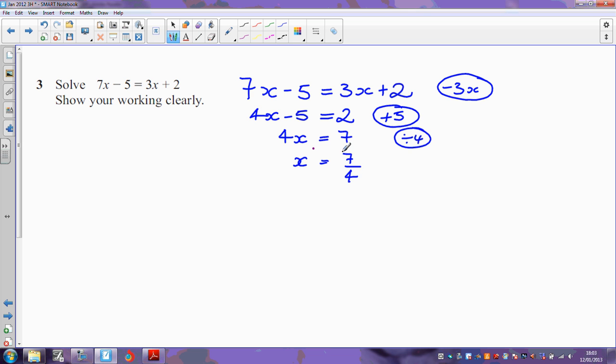And I can either write it as a fraction as 7 over 4, which I'm going to change to 1 3/4, or I could use my calculator, or change this directly. 7 divided by 4, even if I do that on the calculator, I'm going to get 1.75, which is the same as 1 3/4. Either of those answers will do.